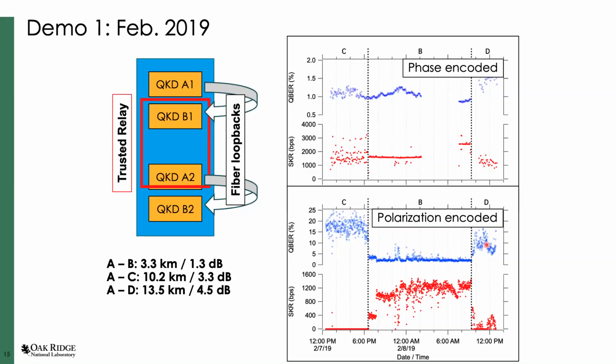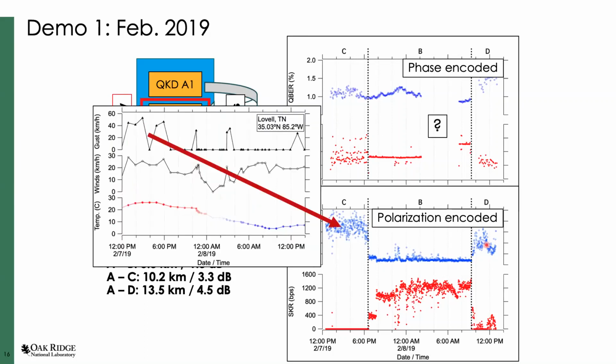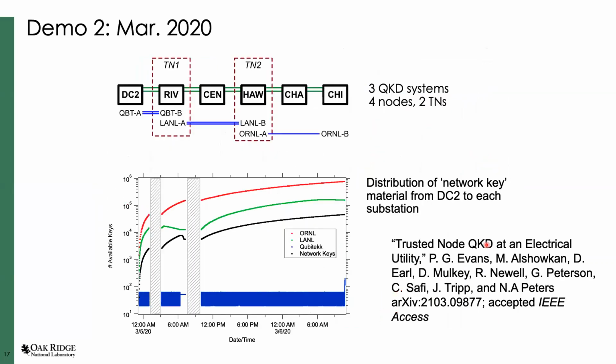And if you go back to that map that I showed, for most of that map, the fiber is hanging between the utility poles. So it's free to move around when the wind blows. And sure enough, when we correlate the data that we took with the weather data, it was a pretty warm day when we did this in 2019. You can see that when the wind is blowing really hard, it correlates with a higher error rate, especially in our polarization encoded data.